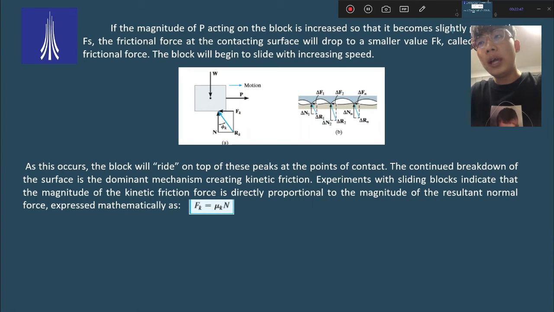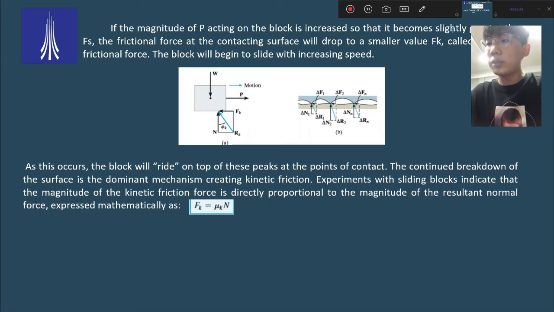If the magnitude of P acting on a block is increased so that it becomes slightly greater than Fs, the frictional force on the contacting block will drop to a smaller value Fk. And Fk is called the kinetic frictional force. The block will begin to slide with increasing speed, as you can see in the picture below. As this occurs, the block will ride on top of these peaks at the points of contact. The continued breakdown of the surface is the dominant mechanism creating kinetic friction.